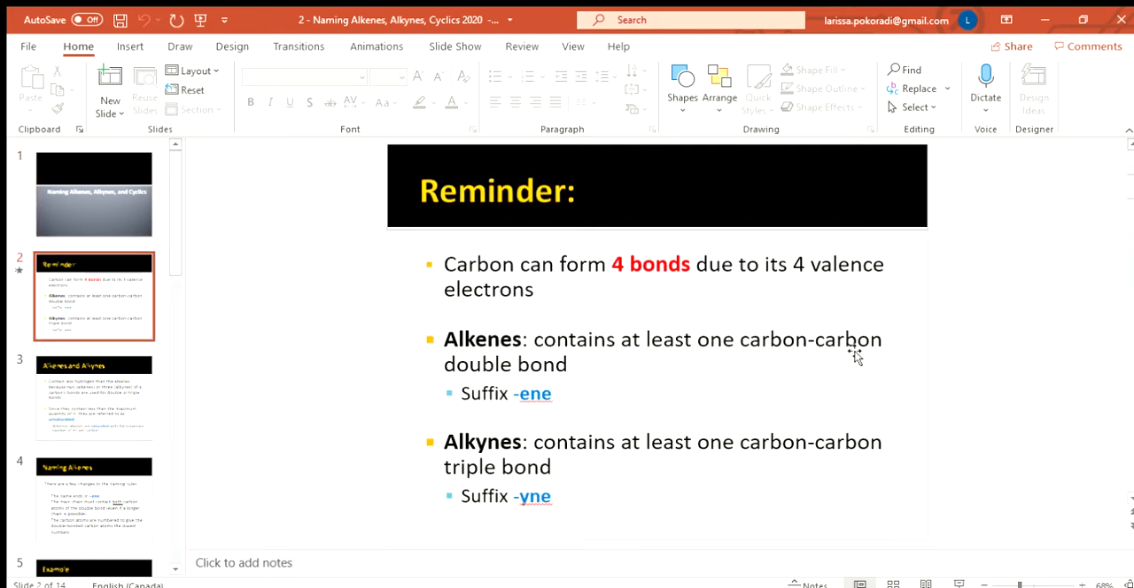So just a reminder, every carbon here is going to make 4 bonds. What we saw before when we were looking at alkanes is that all those bonds would be single bonds. But now that we have alkenes and alkynes, we know that we're going to have somewhere in our chain, if we're looking at an alkene, a carbon-carbon double bond. And we're going to change that -ane suffix to an -ene. And again, if we're going to look at something with a carbon-carbon triple bond, we'll now change the suffix to an -yne because we're looking at the organic family of alkynes.